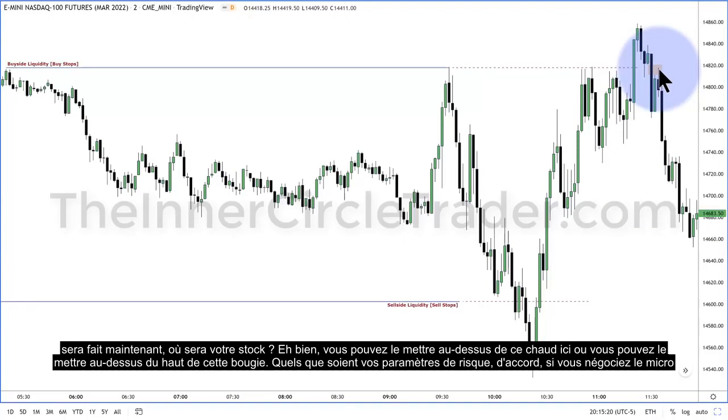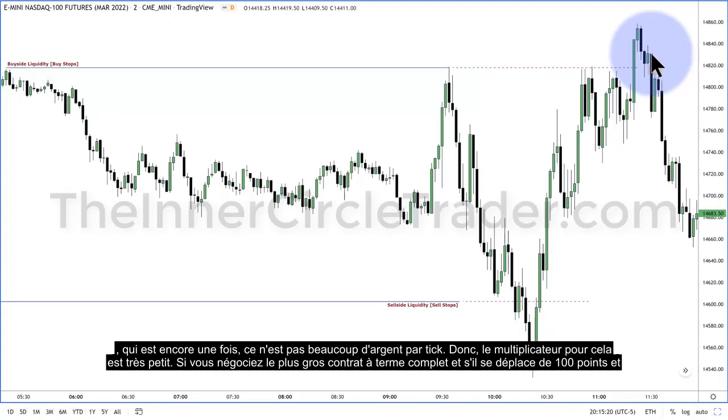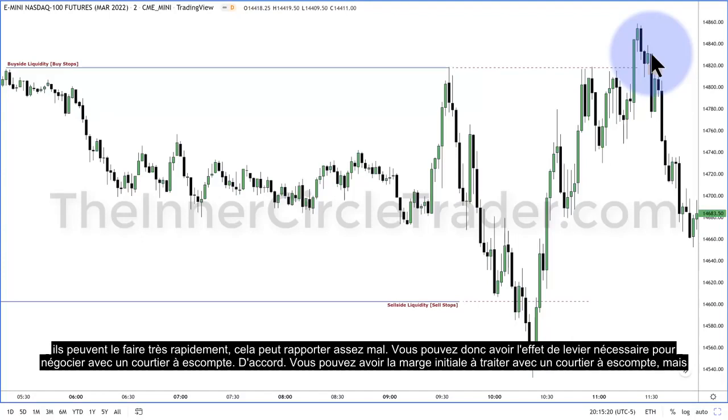Well, you can put it above this high here, or you can put it above this candle's high, whichever your risk parameters allow for, okay? If you're trading the micro, it's not a lot of money per tick, so the multiplier for that is very, very small. If you trade the larger full futures contract, and it moves 100 points, and they can do it real quick, it can burn you pretty bad.